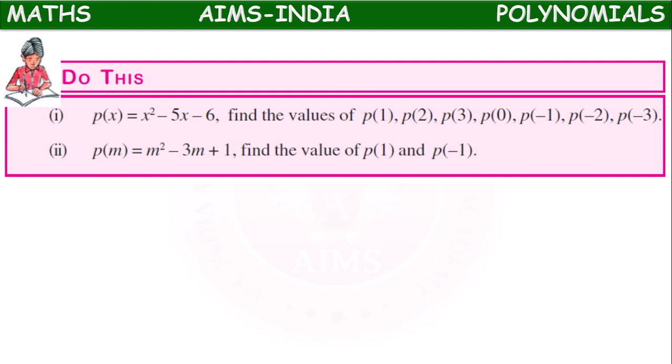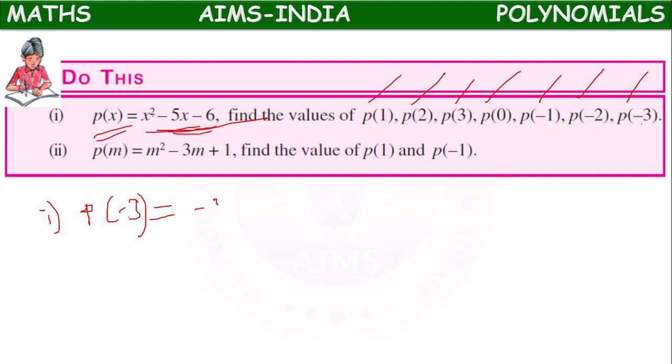Next one. p of x equals x square minus 5x minus 6. Then find the values of p of 1, p of 2, p of 3, p of 0, p of minus 1, p of minus 2, p of minus 3. Let's calculate p of minus 3 first. P of minus 3 means, what does it mean, children? In the place of x, we have to keep minus 3 for all the terms.